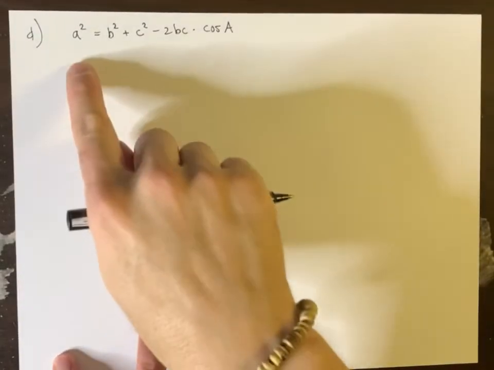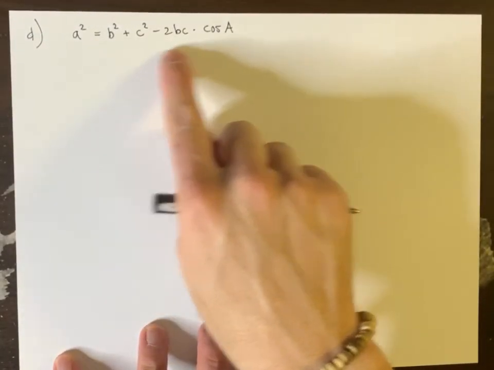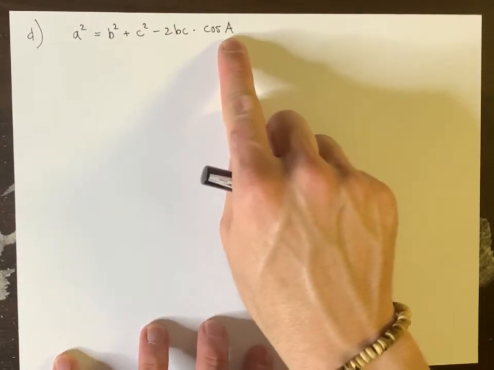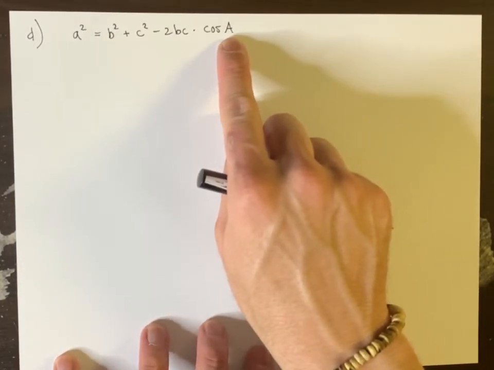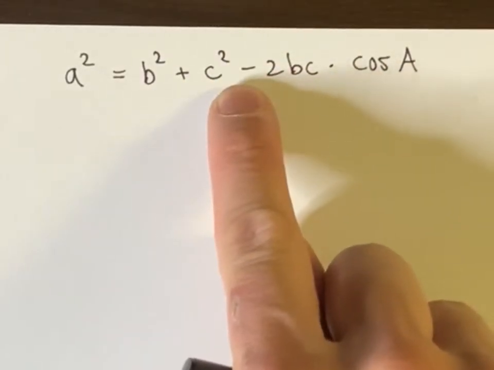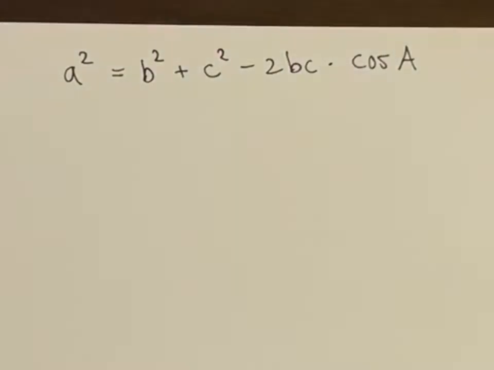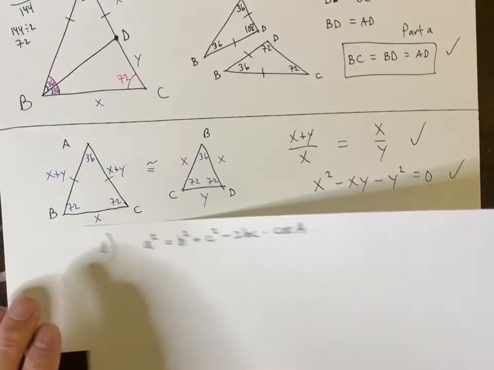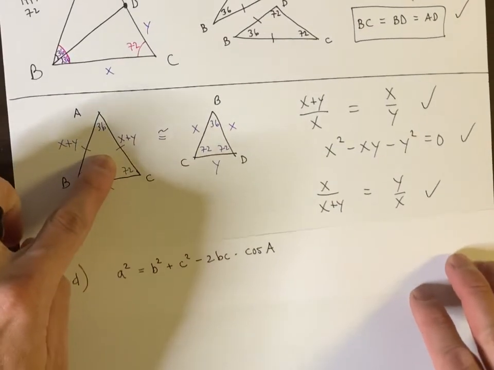Now for part D, I want to remind you of the law of cosines. This is a variation of the law of cosines. A is the angle that you want to find. Little a is the side across that angle. And B and C are the sides of that triangle. So if we go back to our original model, how about this one here? This is the original triangle.